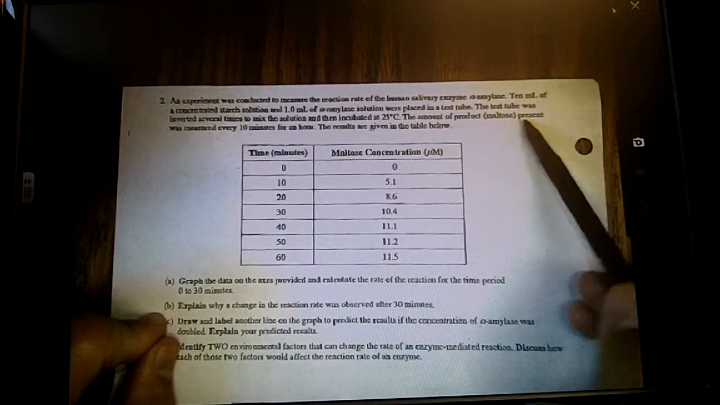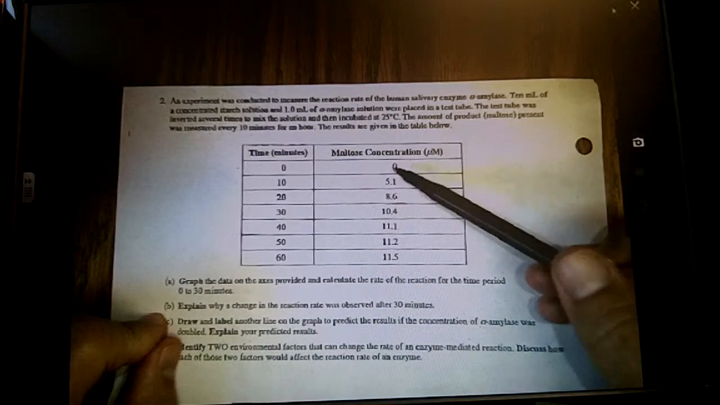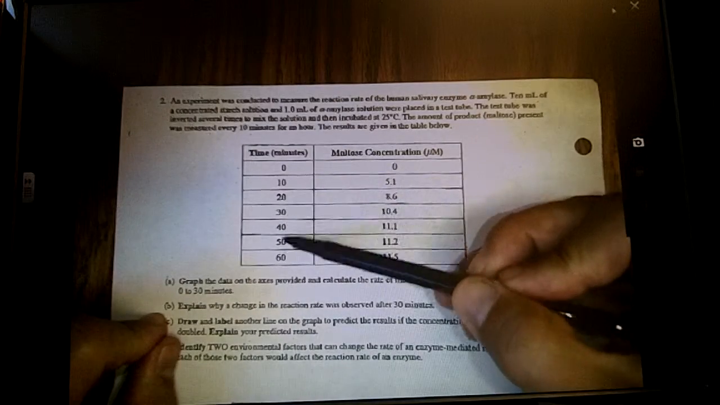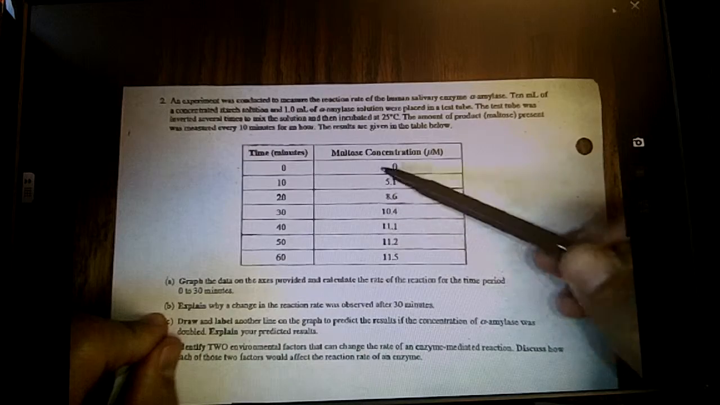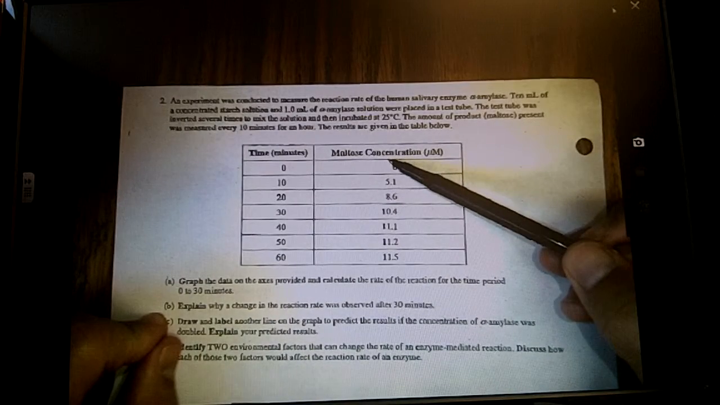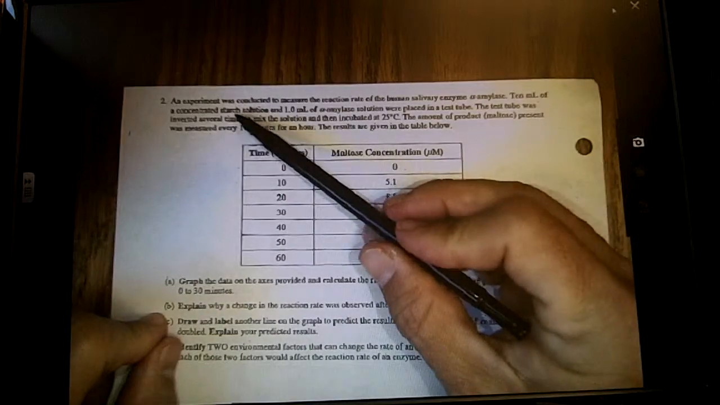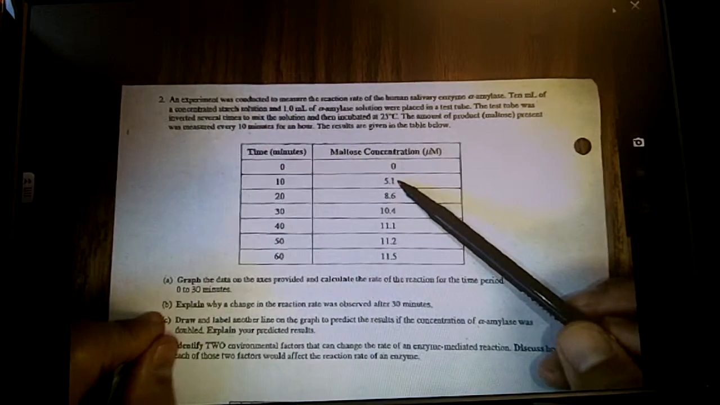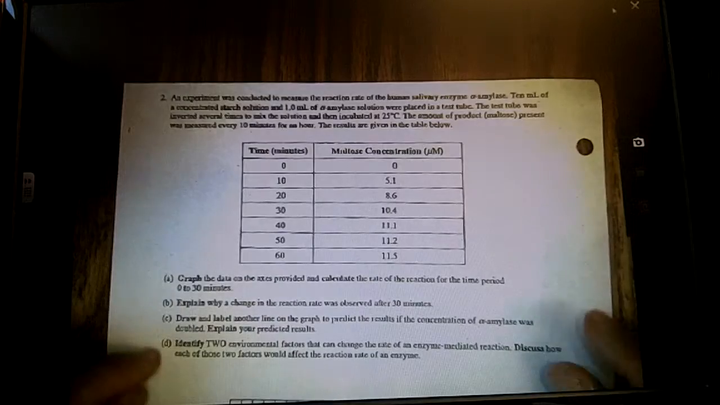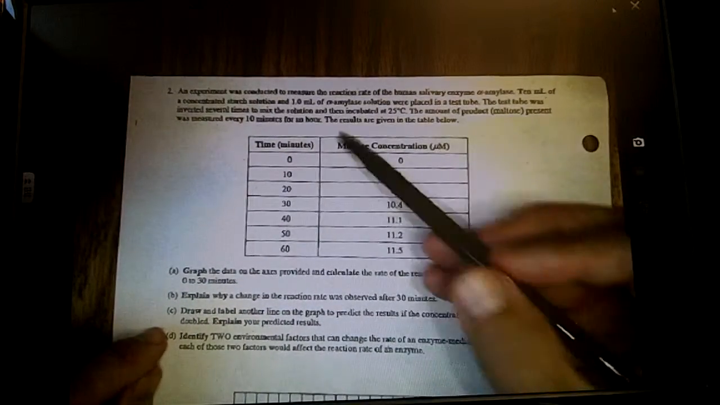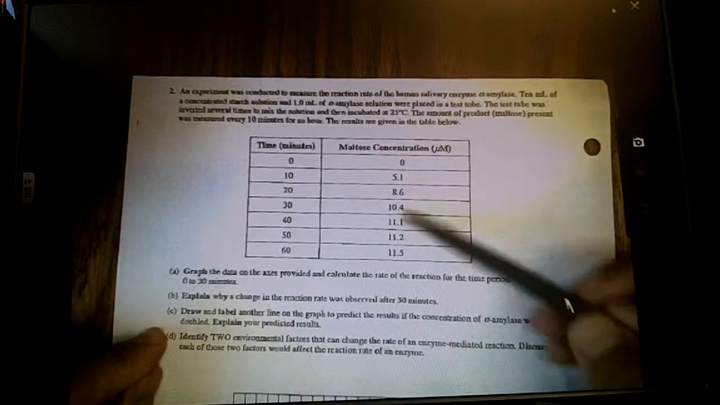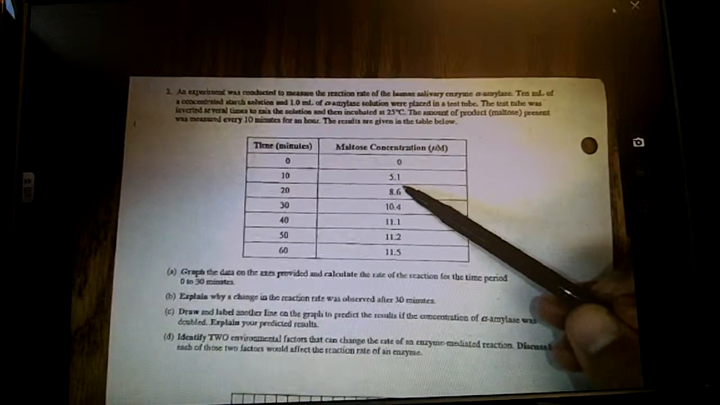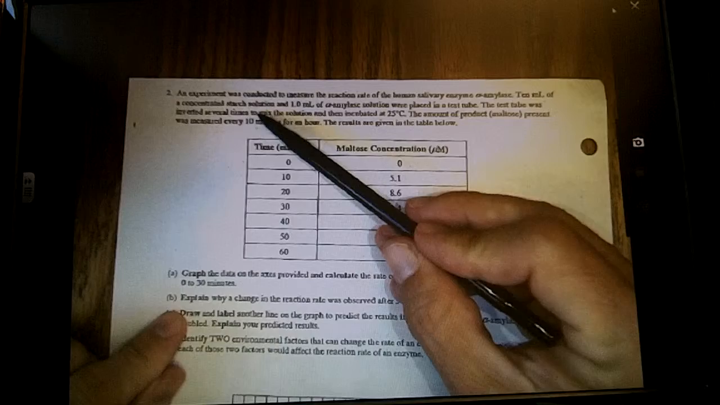Anyway, the amount of product present was measured every 10 minutes for an hour, and the results are given in the table. So here's the time they've taken the readings, and here are the results. This is the maltose concentration. Maltose is our product. Starch is our reactant. So starch is reacting and forming maltose. All right? So this is an enzymatic reaction. An enzyme is tearing apart the starch and making it into maltose. Yay! Maltose is a disaccharide, a simpler sugar. Starch, remember, is a polysaccharide.